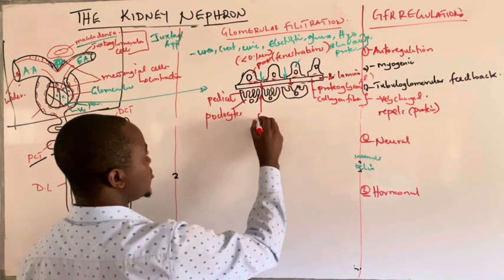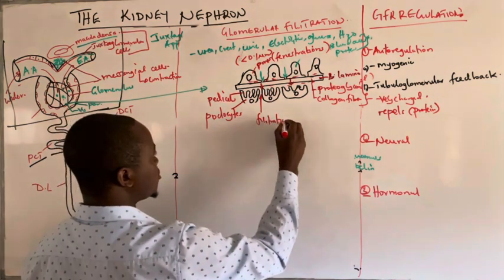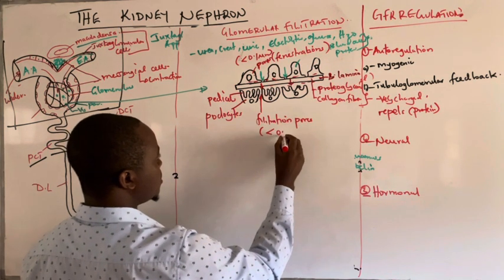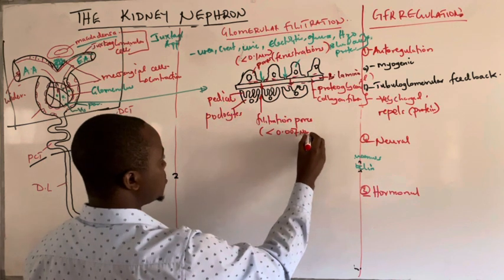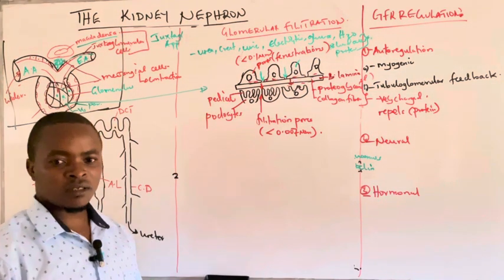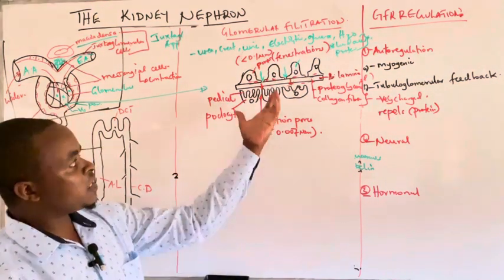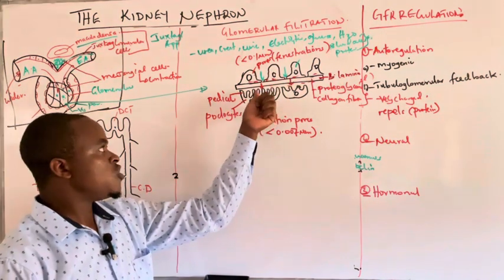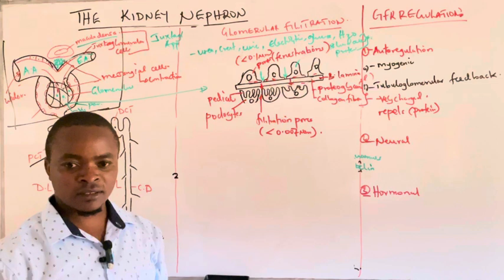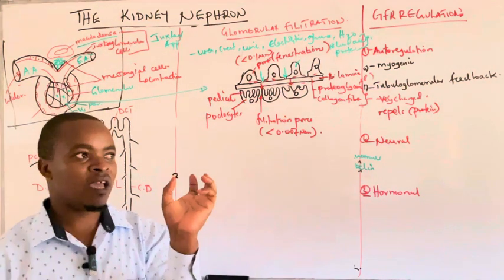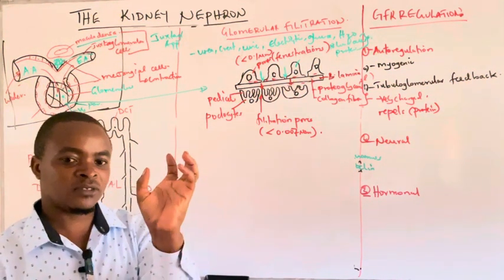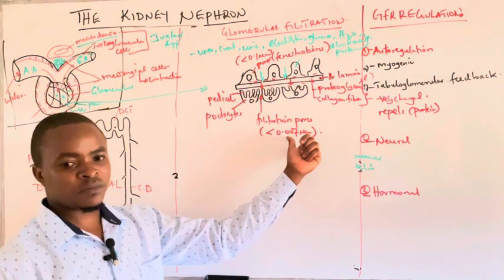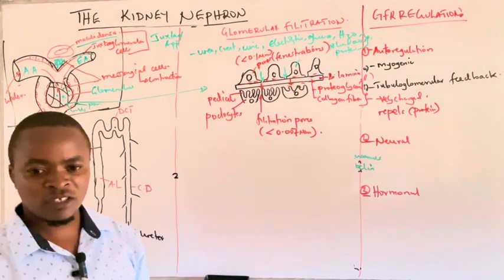These are the filtration pores, and they are less than 0.007 micrometer in diameter. So any big substance that may have escaped the fenestration is not allowed to pass through the podocytes, because these podocytes end in the pedicels, and the filtration pores are very small, 0.007 micrometer in diameter. So they do not allow any big substance to pass through.